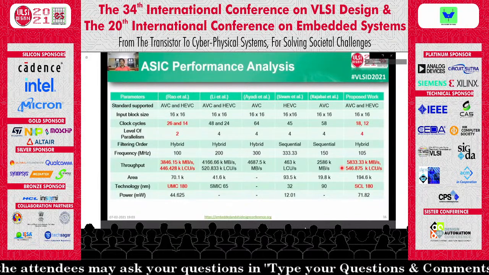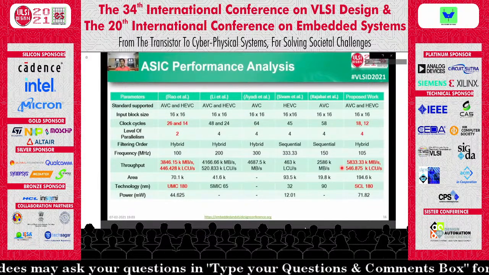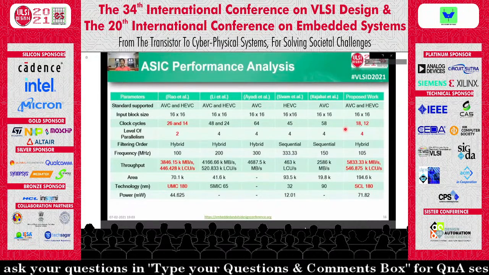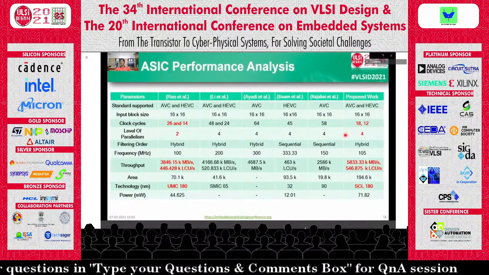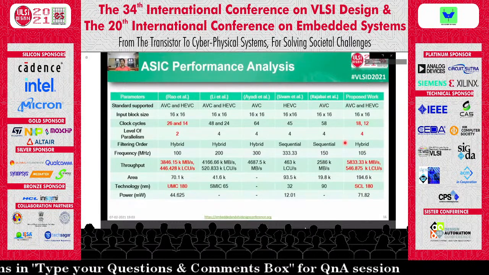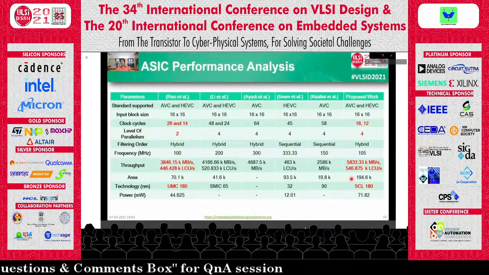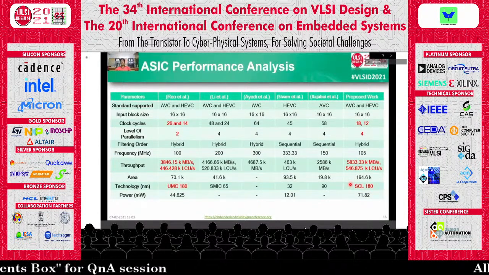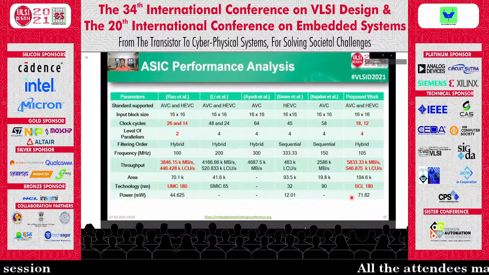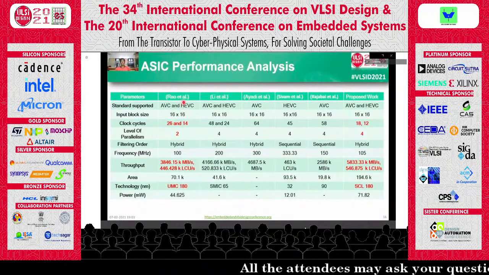As we know, there is always a trade-off between speed, area and power. Since we have used a higher level of parallelism, we get higher area and power consumption compared to existing works. The design occupies 194.6K standard cells in SCL 180 nanometer process node by Semiconductor Lab, Chandigarh, which consumes 71.82 milliwatt power. Among these 5 architectures, the first 2 are dual standard supporting filters.